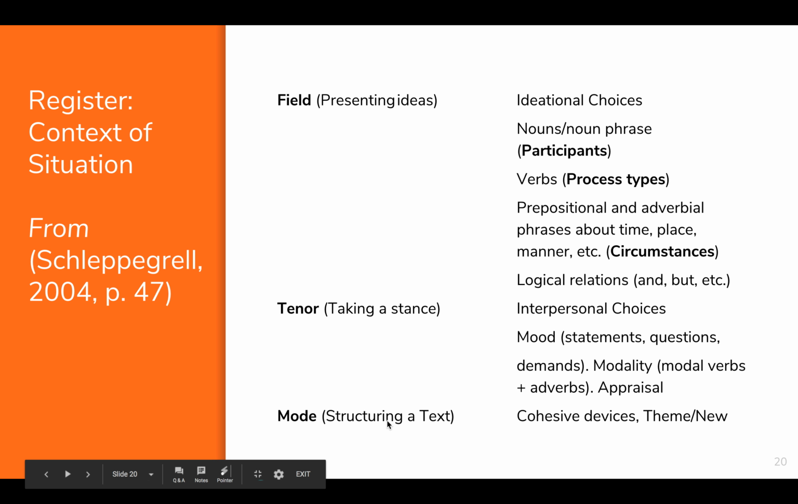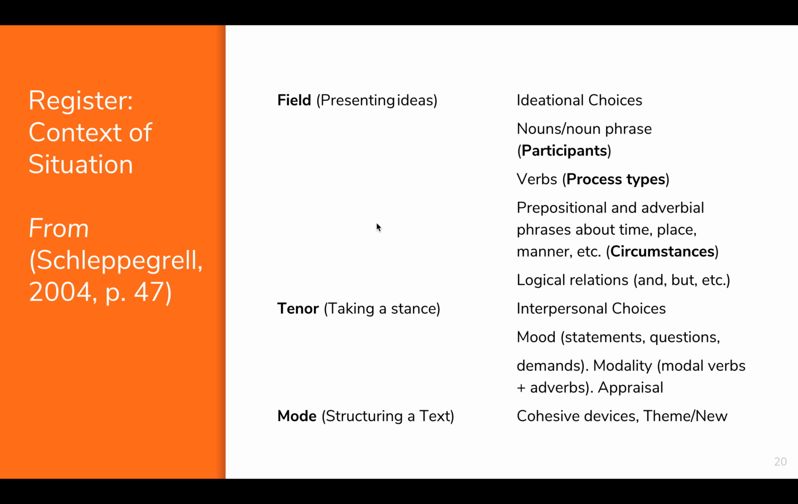Let me look at the register of context of situation for a second. So this is a way of actually analyzing context and linguistic choices in context. So field is concerned with how language portrays certain activities and presents ideas. And a text's field is made up of the nouns and noun phrases, the participants, the verbs, the types of processes, and then the prepositional and adverbial phrases or the circumstances, as well as construing logical relations through coordination and dependency.